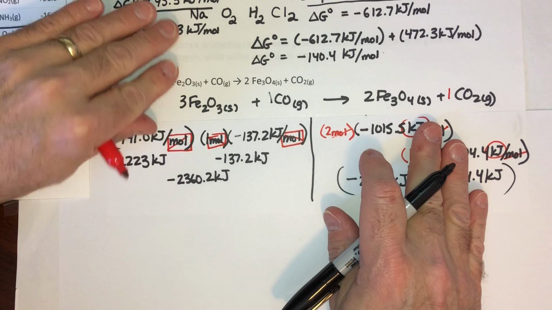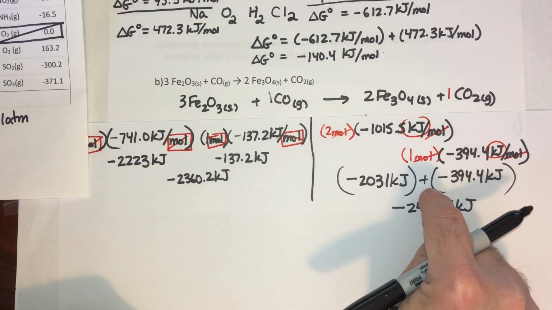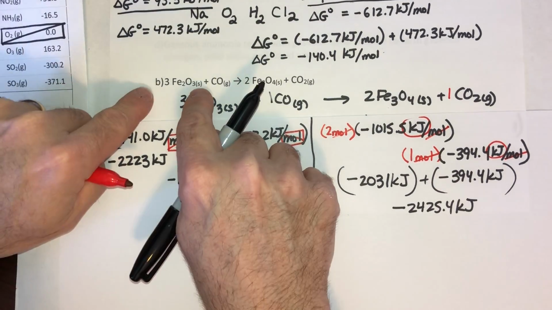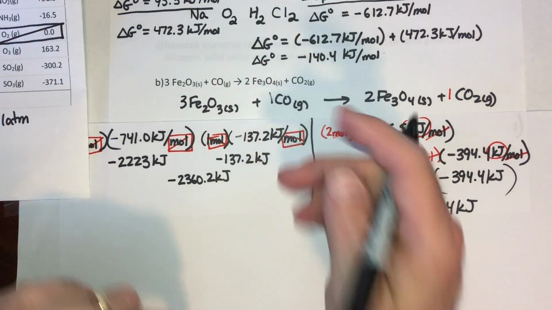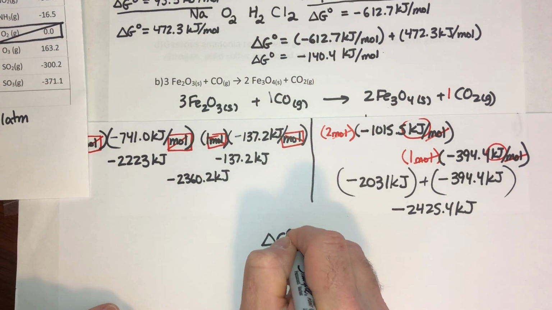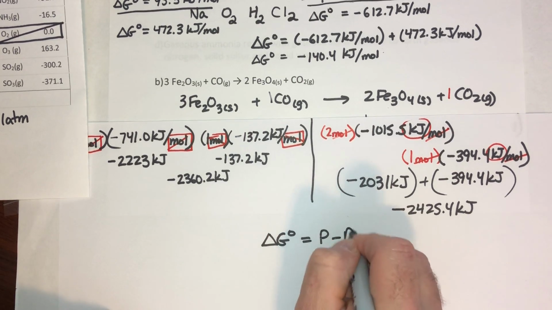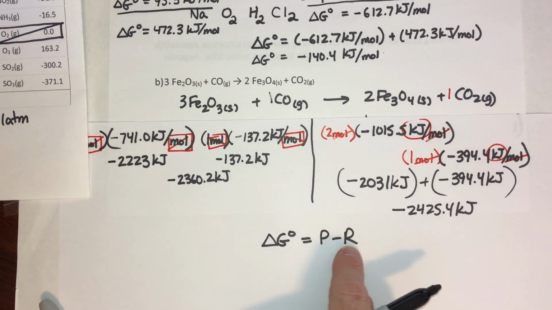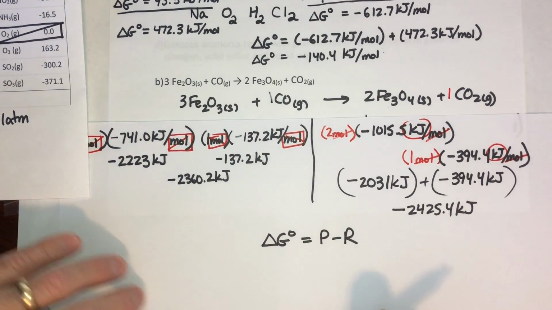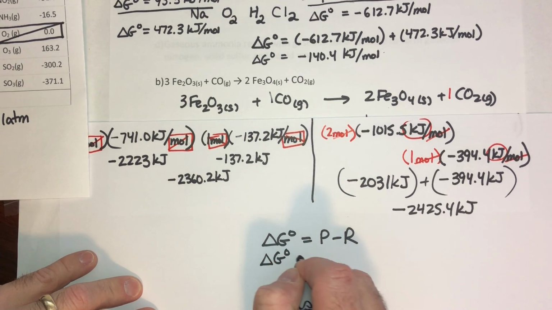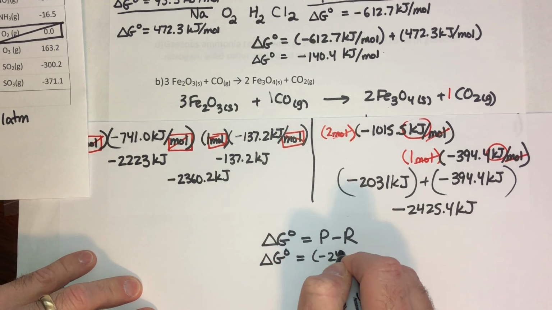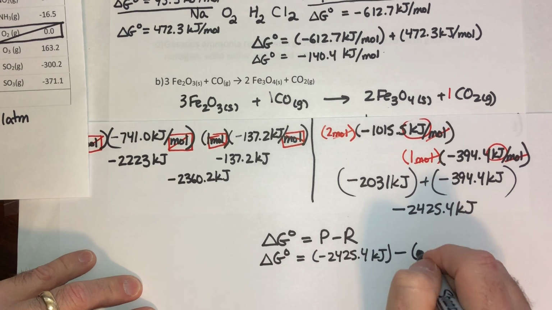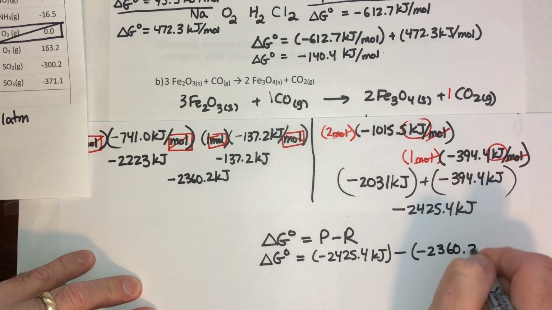Now, we know that this is supposed to keep its sign because I'm actually forming these. We know that this sign should change because I'm not forming these, I'm taking them apart. It's the opposite. And the easiest way to do the formula is delta G equals products minus reactants. Because I want the product to stay as it is, but I want the reactant to change sign. And so if I put a negative in front of it, that changes its sign. So the delta G for this would be the product, minus 2,425.4 kilojoules, minus the reactant, which is a minus 2,360.2 kilojoules.